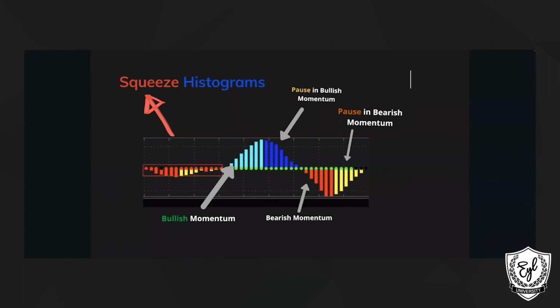Okay, hi. Okay, so it was above 0. It was bullish momentum. Great, excellent. Below the 0, it was bearish momentum. Excellent. The red bar was for bearish momentum. Yep. The yellow was a pause in the bearish momentum. Yep. The light blue was the bullish momentum. Yep. And the dark blue was the pause in the bullish momentum.